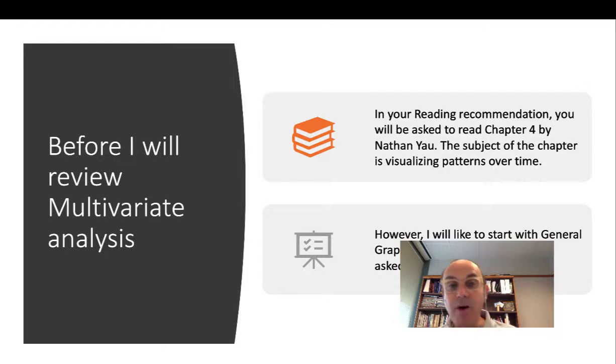So let's start. Before I start, in the reading recommendation, I ask you to read chapter 4. The subject is visualization patterns. He calls it patterns over time, but it's basically about multivariate analysis. I will also talk about general graph design principles, and I want you to be more involved. Not only show me the code, not only show me the output of your work. I want you to address those issues in your blog and postings, because those are really important issues.